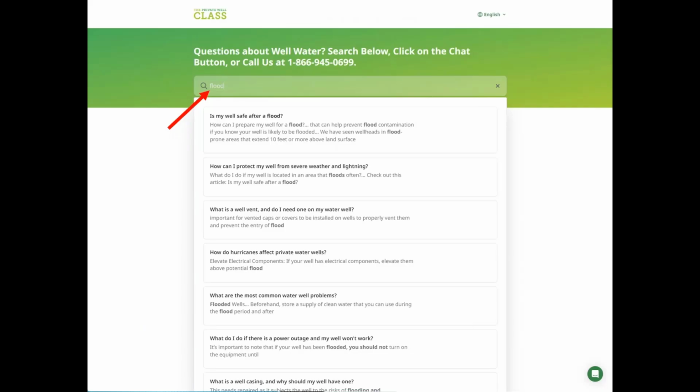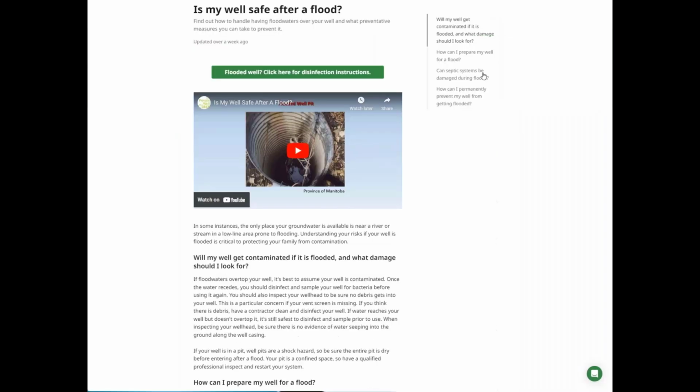So if I just type in the word flood, for instance, I get these different articles that are all answering a specific question. Is my well safe after I flood? How can I protect my well? What is a well vent, and do I need one on my water well? Most standard well caps have a vent, and that's important if your well gets flooded, obviously. If you click on that top article, it takes you to the article itself, which was one of the videos that we have, Is my well safe after it floods? One of those 21 videos I mentioned earlier. And so it's really helpful. It gets you right to the topic you're interested in. And then if you can't find what you're after, that's what the phone number's for.